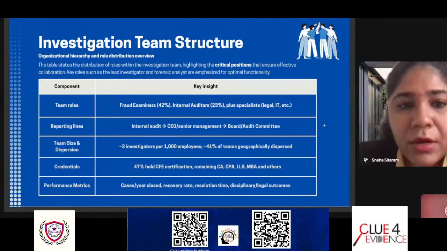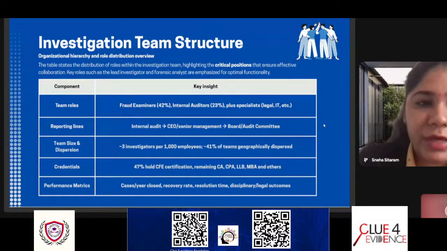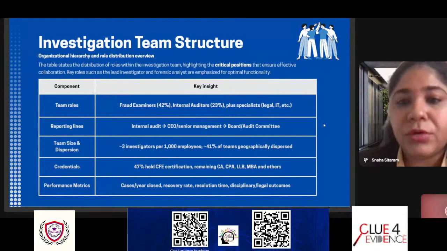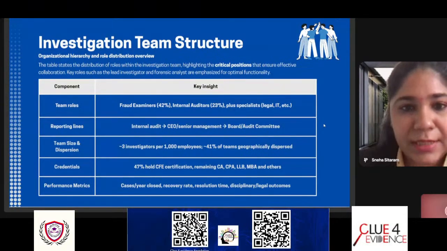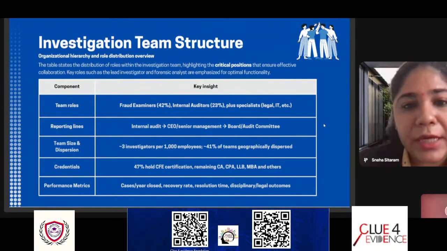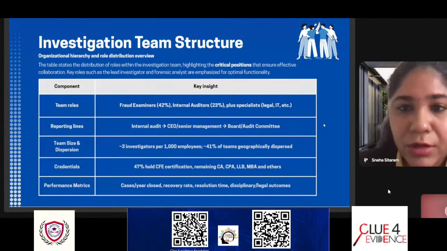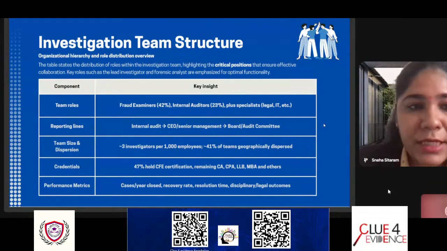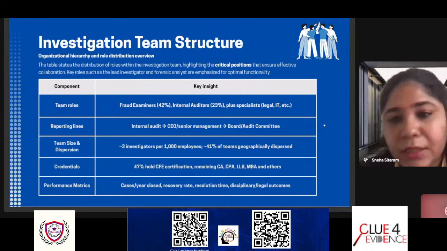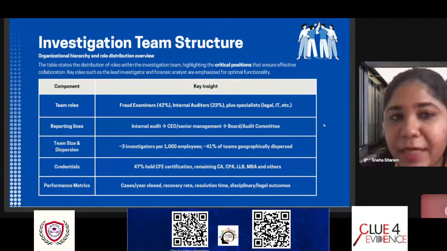if the investigation is on a larger scale. Normally, according to the ACFE rules, the team consists of fraud examiners. Internal auditors can also do these kinds of investigations and then submit them further, and it can be a specialist, as I mentioned. The reporting lines in an organization would be to the management, the audit committee, or the board. Team size could also vary. If it is an internal investigation, then for 1,000 employees there should be 3 investigators.